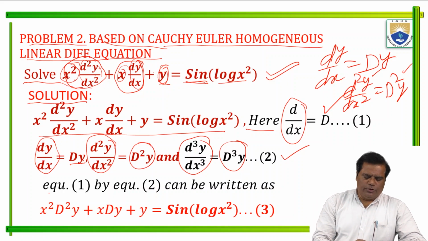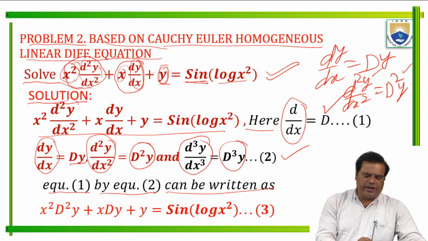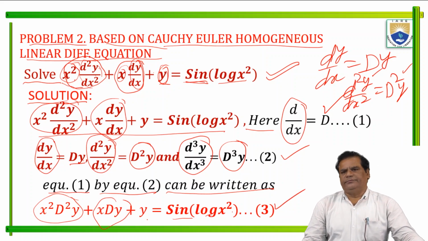Now equation 1, with the help of equation 2, can be written as follows: x square d2y, x dy, writing x Dy plus y equals sin log x square. This is equation 3.